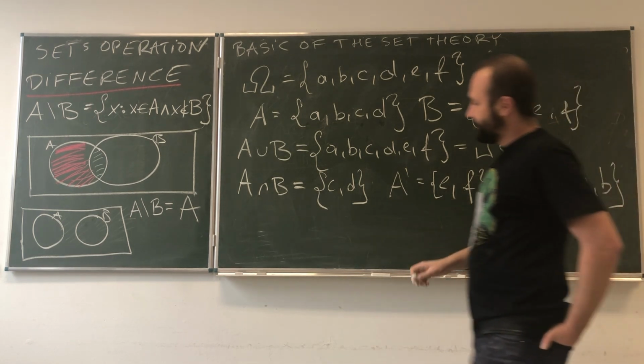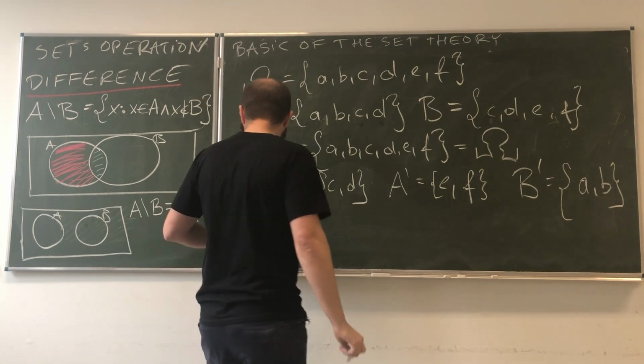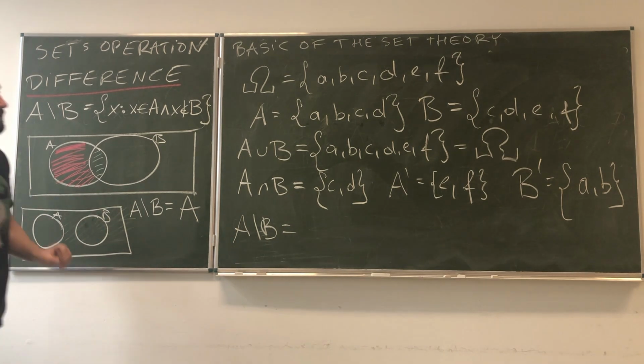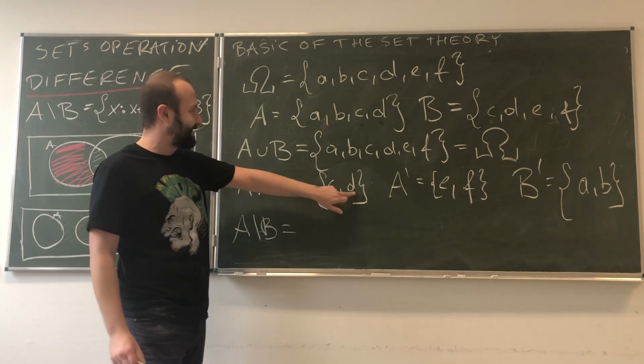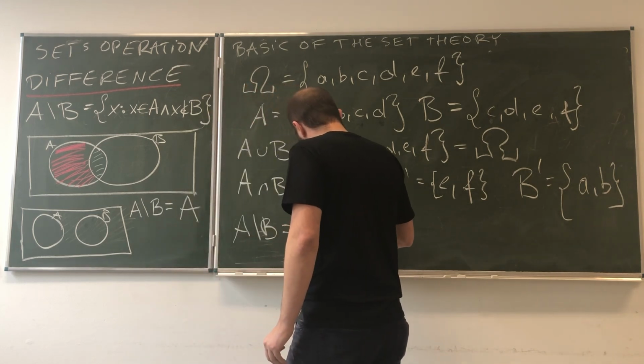Then we can find the difference between set A and set B. So those are all the elements that are elements of A, but are not elements of B. So look, we just need to subtract the common part, which we know is C, D. So this will be A, B.